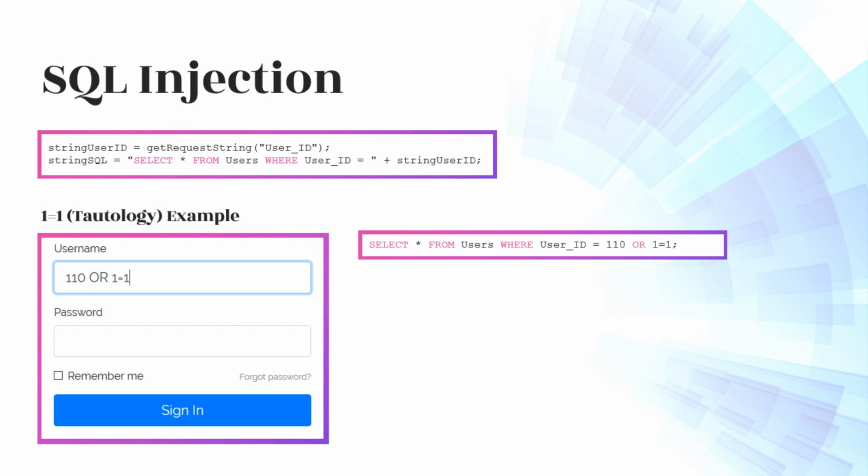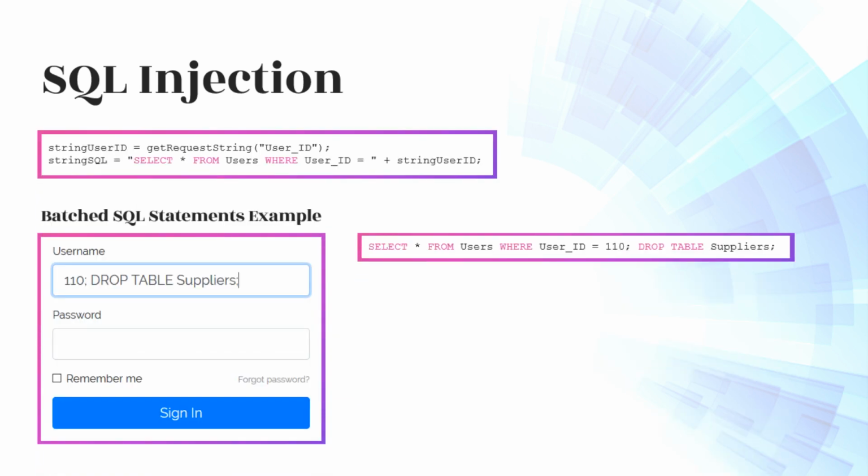Now, another example that will also be useful in these type of scenarios is called the batch SQL statements example. Here, what the attacker decides to do with this query is that he adds an extra statement, or he batches another SQL statement into the original statement. So my original SQL was select star from users, and he added a semicolon and then another SQL statement. An example that we see here is drop table suppliers, for example.